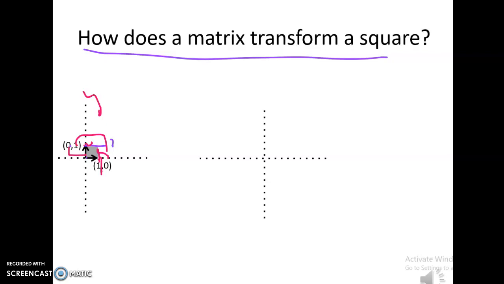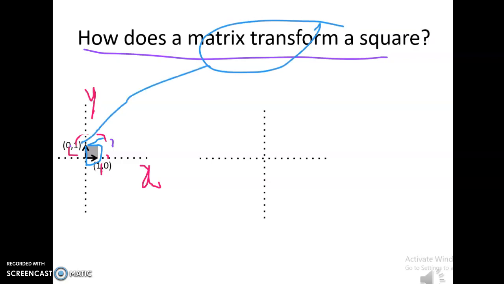Sorry, y. Here x. That's why we have formed a square. So we formed a square with 0, 1, 1, 0.